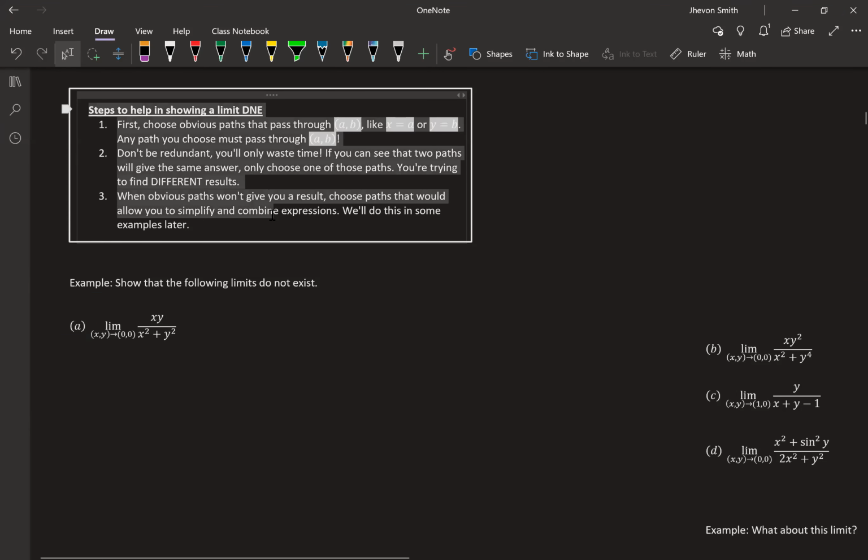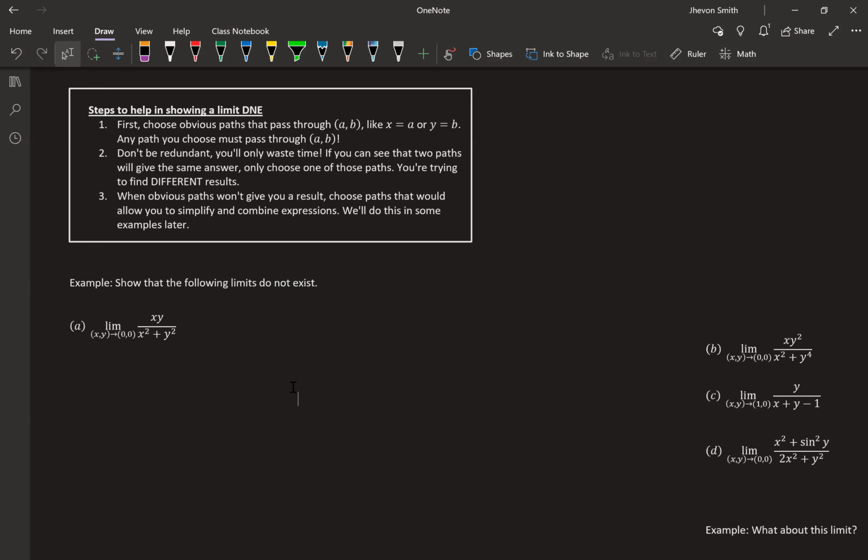How do we know what paths to approach and how to actually set this up? Here are the steps, just 3 basic ideas. The first is to choose the obvious path that passes through the point (a, b). If you have a coordinate (a, b), where a and b are constants, then one obvious path is to choose x equals a. This would be a vertical line running through a, and it's obvious, it's easy. x equals a constant gets the job done, you get to the path.